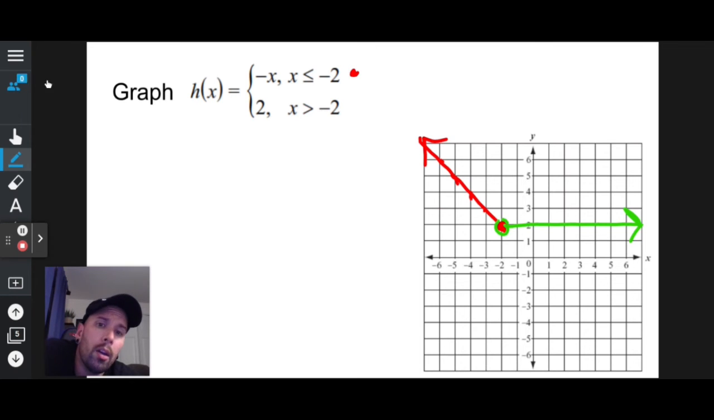Now, again, the green line only matters for the stuff greater than negative 2. So I didn't bother writing that way and then erasing it. I saved myself a little bit of time. But isn't that a neat looking piecewise function? That is considered continuous because they're connected.